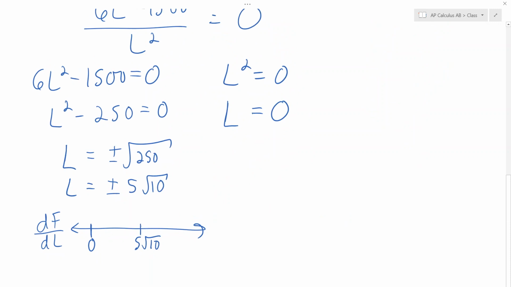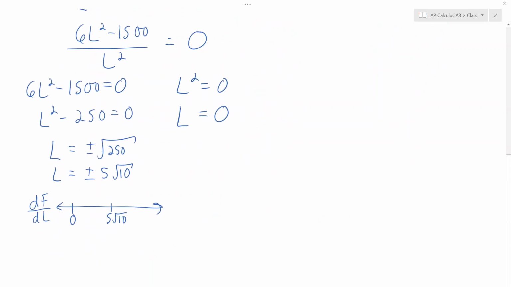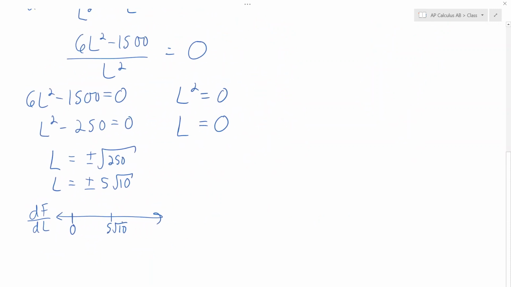And remember what our derivative was, way up there. Look at all this work. If you drop a number, what's a number less than 5 root 10? Very good. 2, 1. Excellent. If you put 1, 2 into our derivative, which is right here, what kind of number are we going to get? It's a negative number.